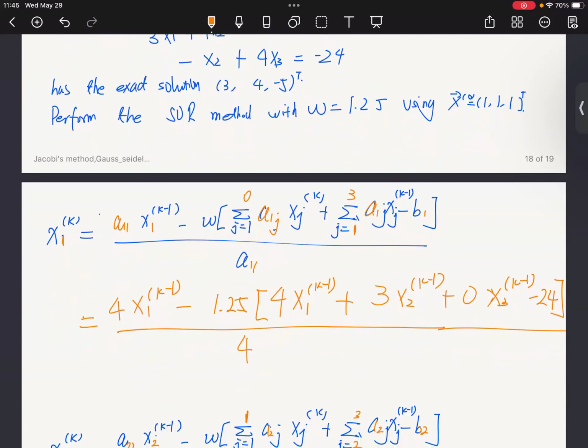So at the end, you will see we are doing some subtraction here. This one, 4, and then minus the 1.25, and then times 4 for the first item. So at the end of the day, what's the coefficient for the x1 k minus 1?